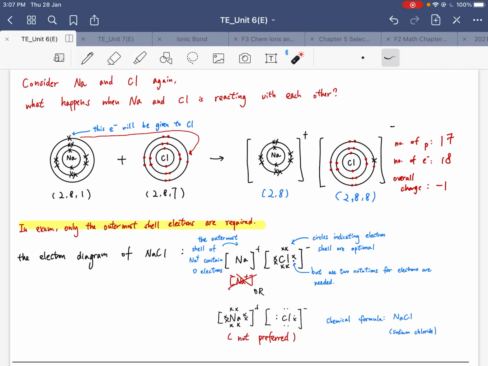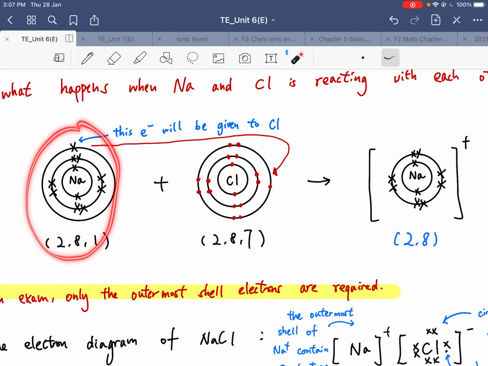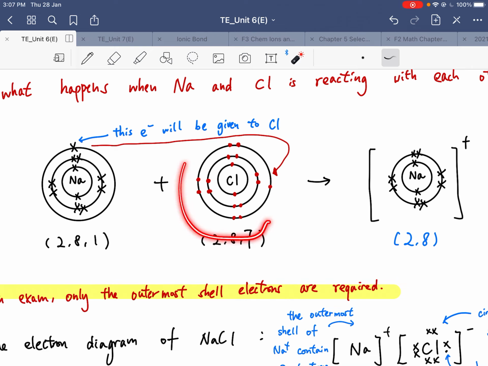Okay guys, remember last time we discussed the formation of ions, especially the sodium ion and chloride ion. Let me remind you: when a sodium atom and a chlorine atom react with each other, the electronic arrangement for sodium is 2,8,1. To attain the octet structure, sodium will lose the electron, and this electron will be transferred to the chlorine atom, because the chlorine atom needs one more electron to attain an octet structure.